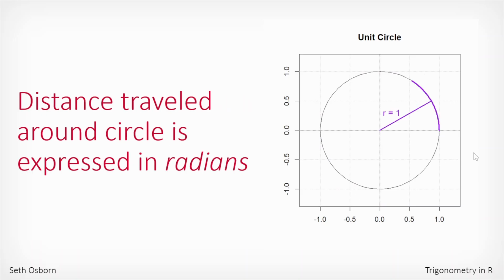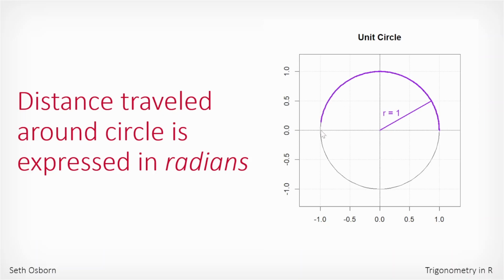Now, the way we talk about distance traveled around the circle, we express this in terms of radians, which sounds scary, but all that means is a distance of 1 radius. This is really easy in the context of the unit circle because the radius is 1. So a radian is just a distance of 1. The length of this arc right here that's purple is 1. So here's 1 radian, 2 radians, 3 radians.